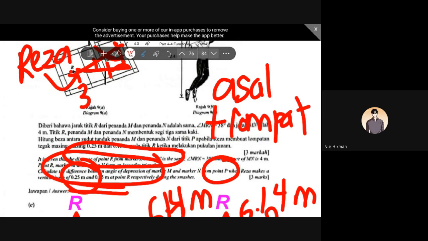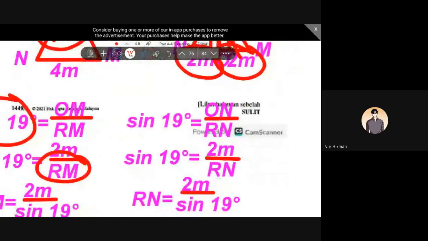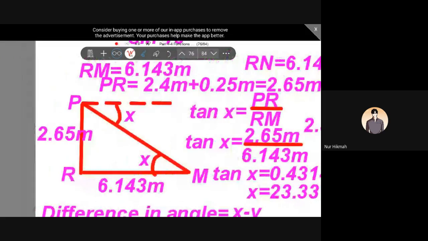Apa nilai dia? Yes, betul Syafiq Aiman. 2.65 meter. Kamu ambil 2.4 tambah 0.25. That is your new vertical distance now. Itu jarak menegak baru kamu. Sebab dia lompat. Ketinggian asal dia 2.4. Lompat sikit 0.25 jadi jumlah jarak tu 2.65 lah. Okay. So, kamu akan dapat macam kat bawah yang ni.